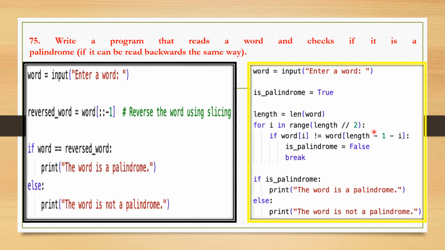length - 1 - i. If they are not equal, the word is not a palindrome, and we set is_palindrome to False and break out of the loop. After this loop, the program checks the value of is_palindrome. If it is still True, it means the loop completed without finding any non-matching characters, and thus the word is a palindrome. If is_palindrome is True, the program prints a message that it is a palindrome, else it says it is not a palindrome.